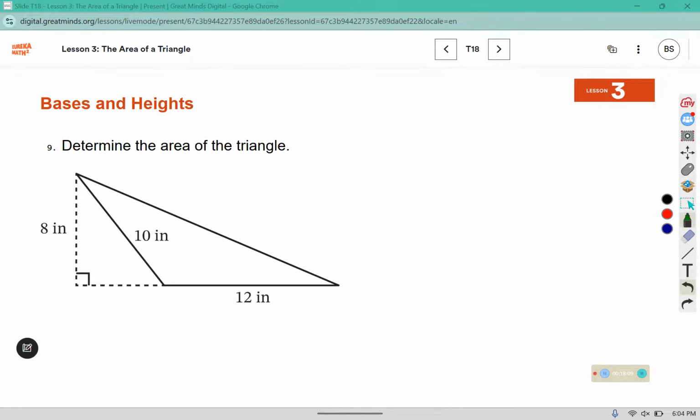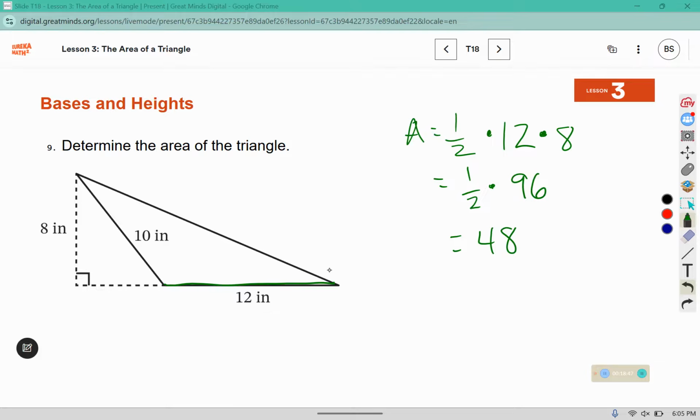Determine the area of the triangle. The base in this case is 12, and the height, remember it's not measured diagonally, the height is always perpendicular or creating a 90-degree angle with the base. So the height is 8. 12 times 8 is 96. And then 96 split in half is 48. This one was measured in inches, but area would be measured in inches squared.